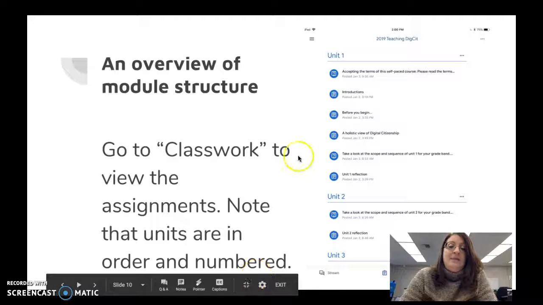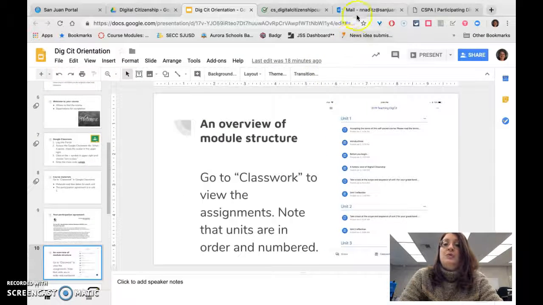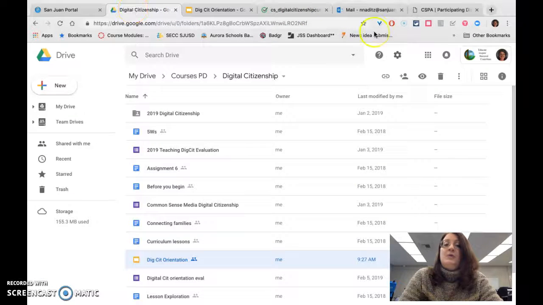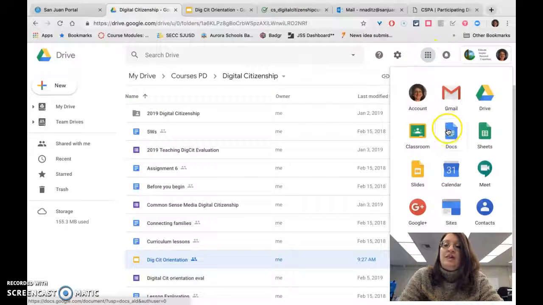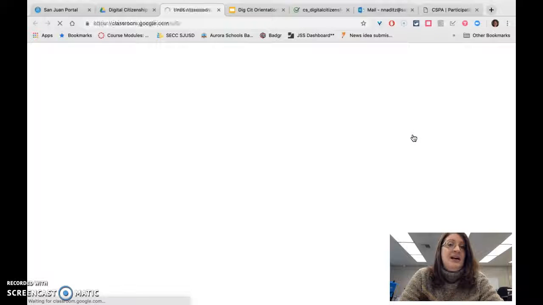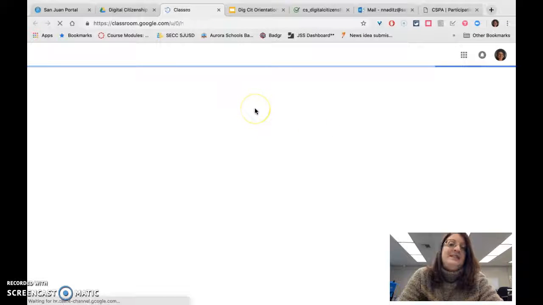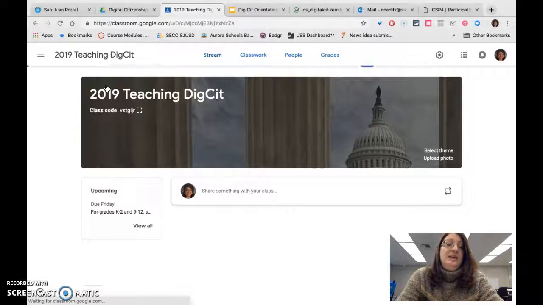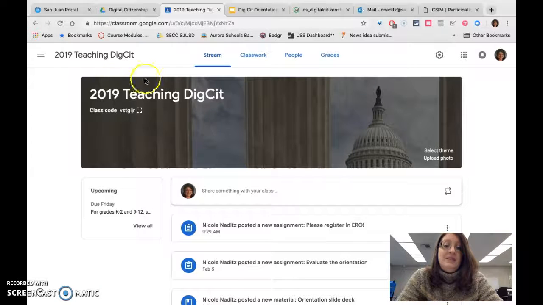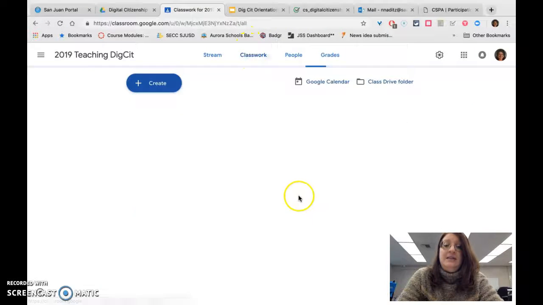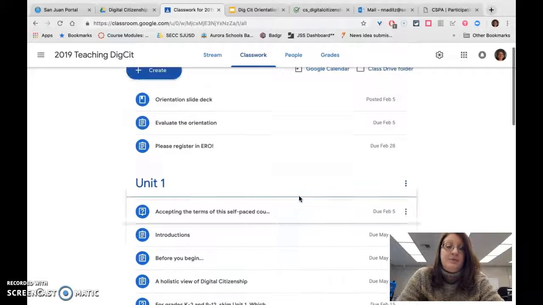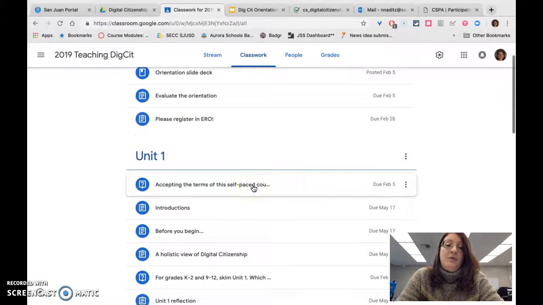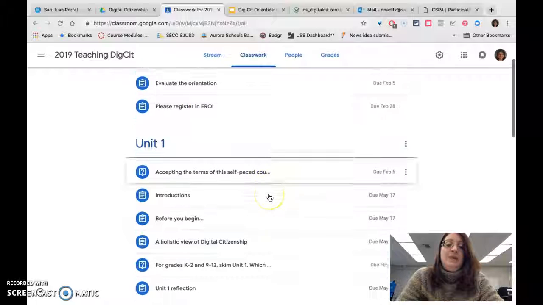The remaining programs or the remaining modules or units in the course, and I'm going to pull up the course right now, actually have fewer activities. They tend to have a question and a reflection, and it is in the reflection that you will do the bulk of your work of applying the content of the Digital Citizenship course from Common Sense Media to your own teaching context. So as you can see, you have the orientation slide deck right here if you need it. You have an evaluation form, which is required, please, and you need to register an ERO for the course. And if you click on that, you'll have the information that you need.